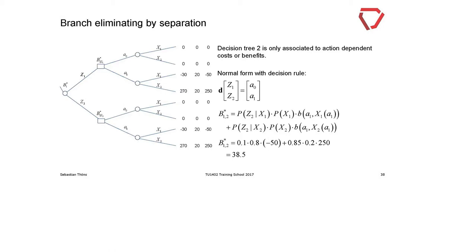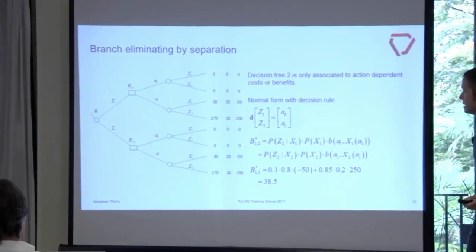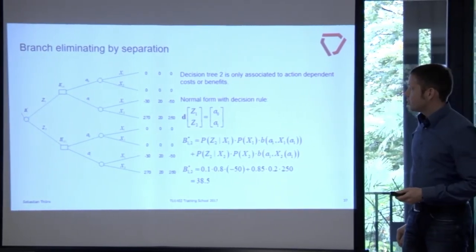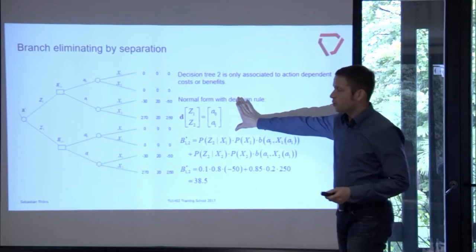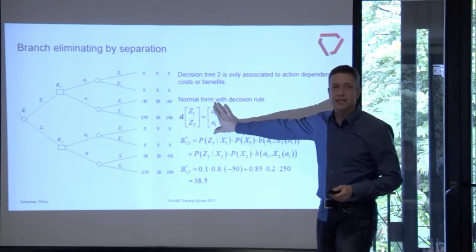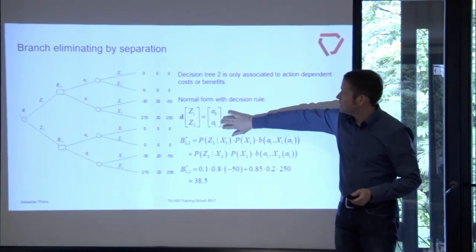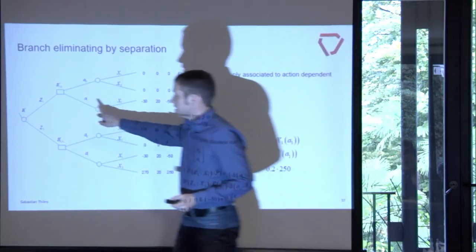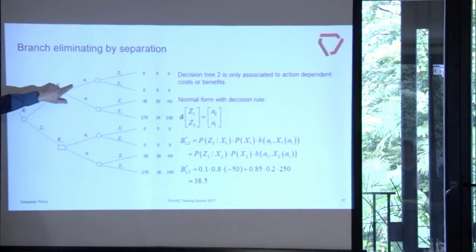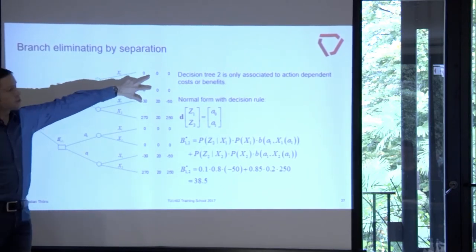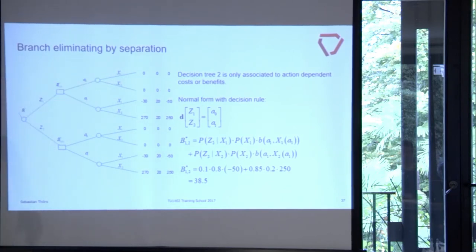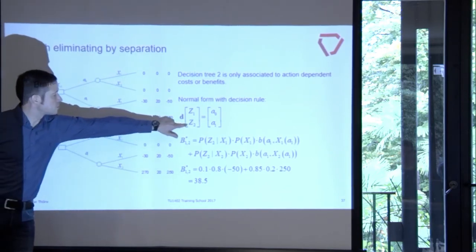Now we need to take the second decision tree, and we also define a decision rule here, because we already know it's again the optimality decision rule we have identified with the extensive form. So it's basically, if we have the indication Z1, we will do a zero, but there are zeros here. So this branch has vanished. So we just have to calculate one branch here.